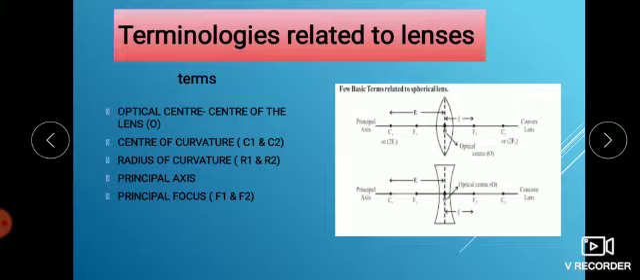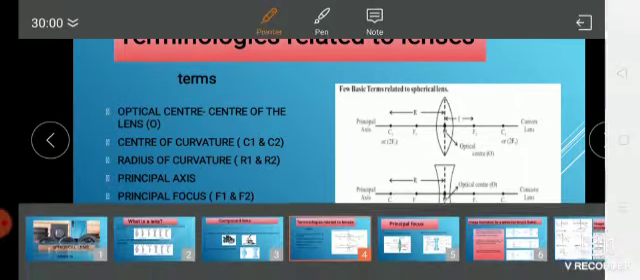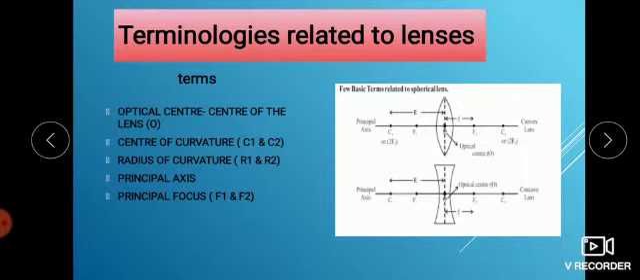Is that clear? This is the terminology. That is, your optical center, the center of the lens; center of curvature, two centers for two surfaces; two radii for two surfaces, R1 and R2; principal axis, which passes through the center; and center of curvature, also called 2f1 and 2f2. Is that clear? Principal axis is the line which passes through the center of curvature and your optical center.